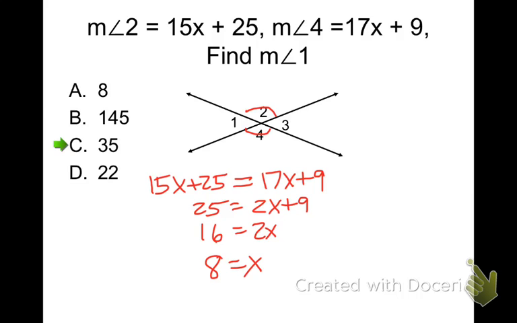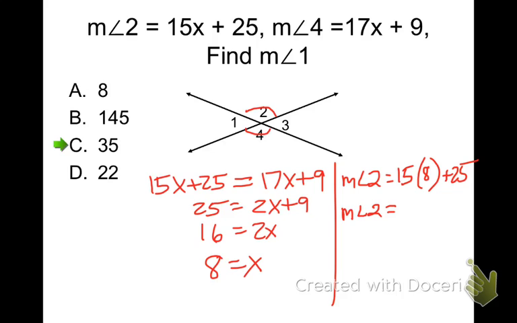Subtract 9, we get 2x equals 16, which means x is 8. To find the measurement of angle 1, we look at the relationship between the measurement of angle 1 and either the measurement of angle 2 or angle 4. It doesn't matter which one, but let's look at the measurement of angle 2. We know it to be 15x plus 25, well x is 8. Doing the multiplication and the addition gets us that the measurement of angle 2 is 145 degrees.